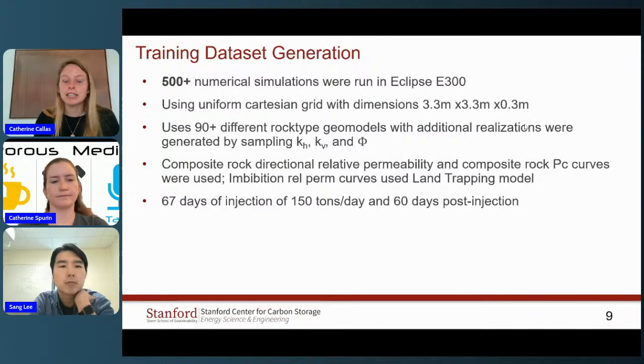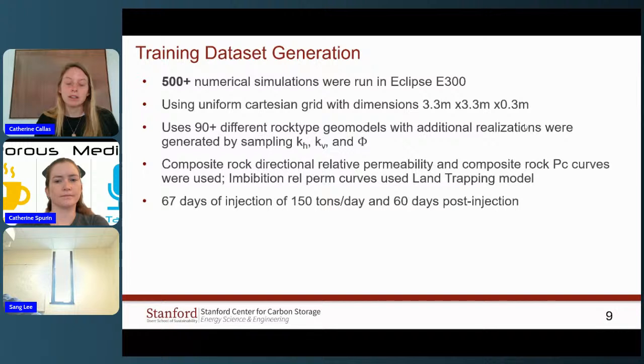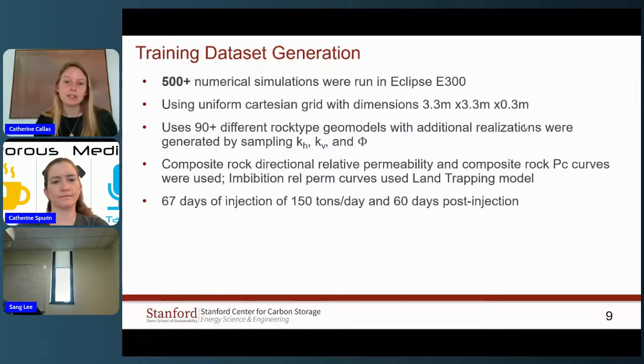To generate our training data set, we ran 500 numerical simulations in Eclipse E300 with this super fine grid cell size. And we varied the horizontal and vertical permeability, as well as the porosity and the rock type. We generated composite rock directional relative permeability curves and imbibition curves using Land's trapping model, and also had composite rock capillary pressure curves and capillary pressure heterogeneity. And we injected 150 tons per day over 67 days and then monitored 60 days post-injection.